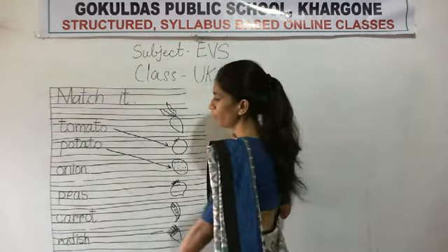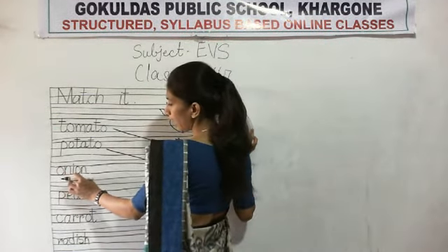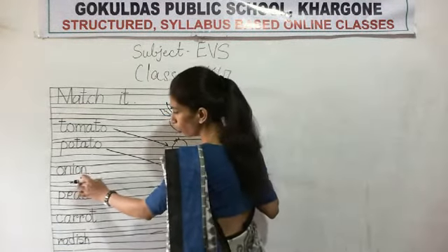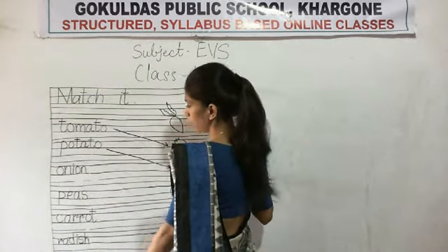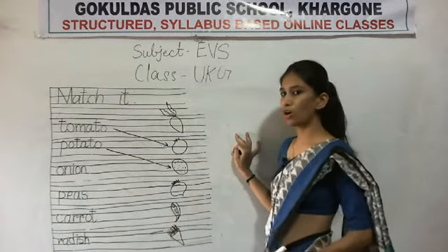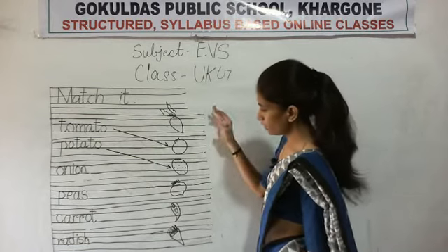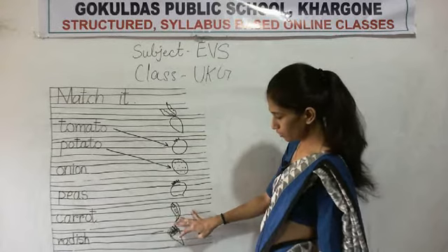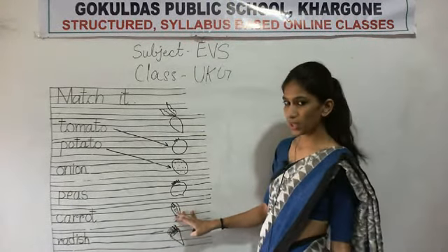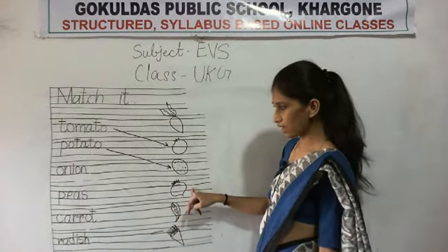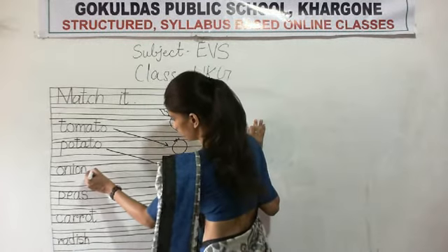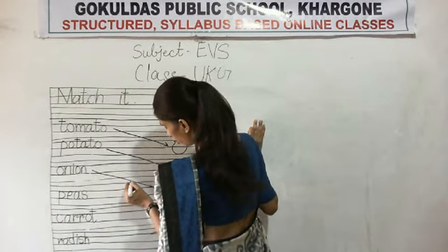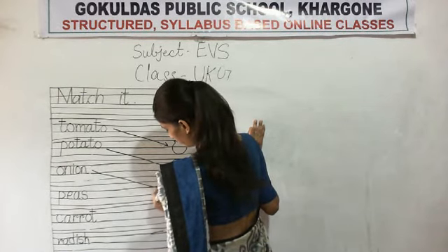Now next, O-N-I-O-N, onion. Now you have to find the picture of onion. Where is the picture of onion? This one? No, this one. This is the picture of peas. This is? Yes, correct. This is the picture of onion.